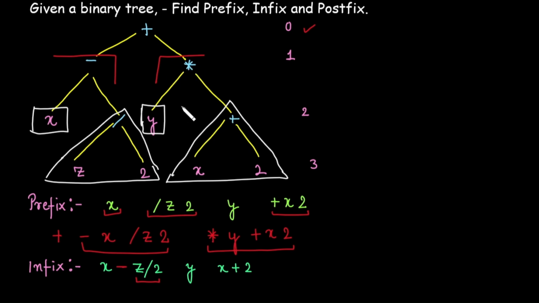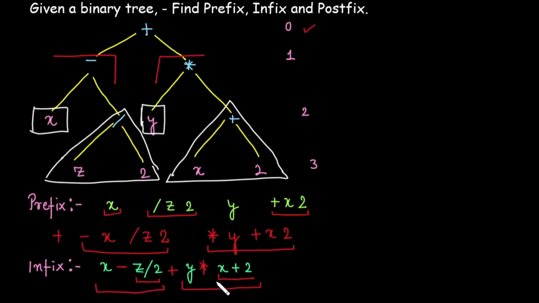Apply the in order on this one. First the left child, that is y, then the root, and then the right child. Now move back. The level is 0. In this case, we have only one root, that is a plus. The left child is this. Then visit the root, then the right child.